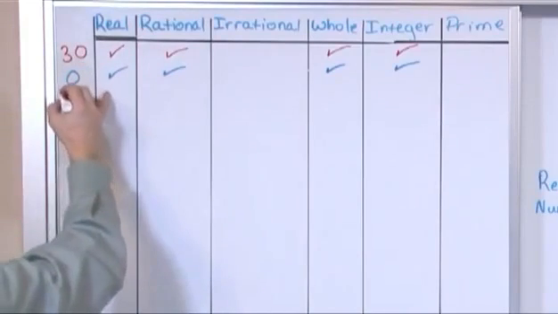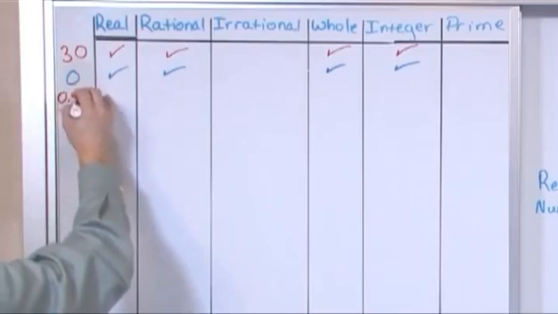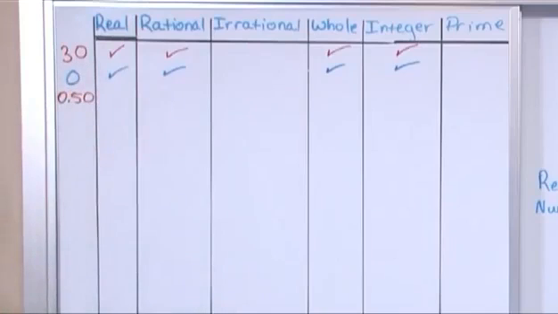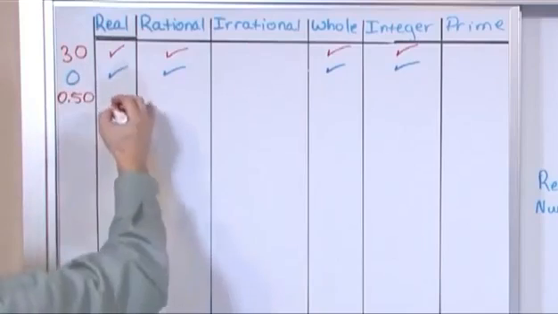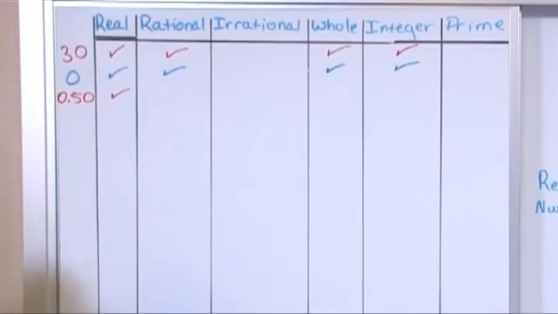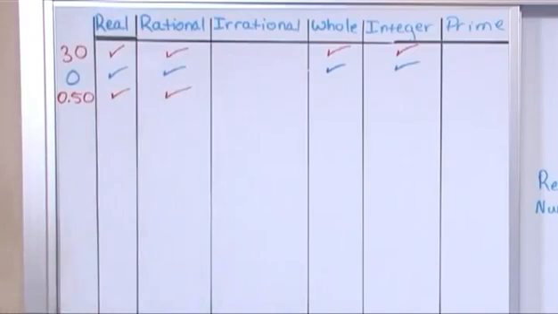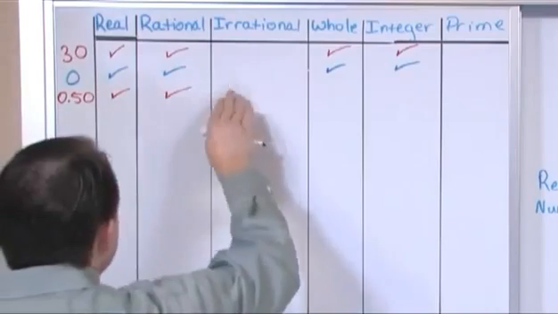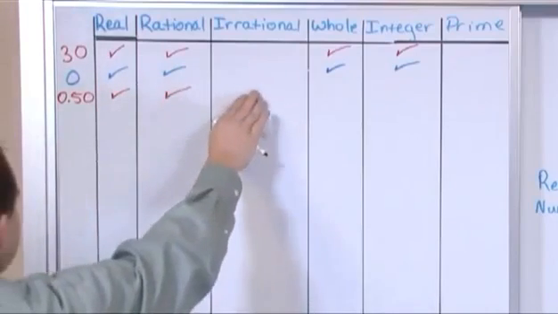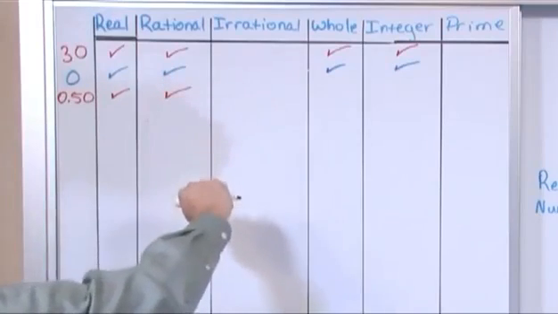The next one I want to talk about, 0.50. Is it real? Of course it's real. Pretty much all of these are going to be real. Is it rational? Can it be written as a fraction? Well, yes, because we can write it as 1/2. It's not irrational because it's going to be one or the other. You can write it as a fraction, so that's not going to be there.